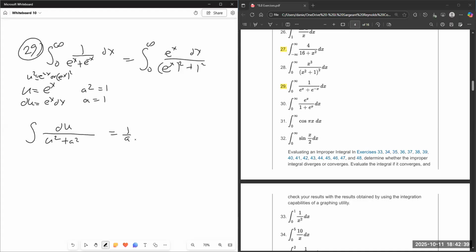So this is the same as the integral of du over u squared plus a squared, which we know is 1 over a arctangent of u over a plus c. So this would be equal to 1 over 1 is 1 arctangent of u over 1 is u. So this is equal to arctangent of e to the x.